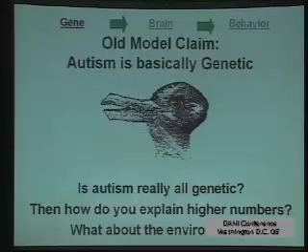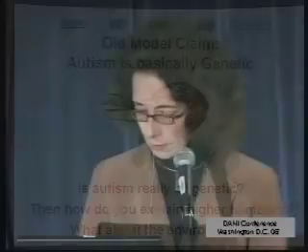So now I'm going to review the claims that I just went through in a little bit more detail. The old model claim is that autism is basically genetic. Well, is it really all genetic? And if it is, then how do you explain the higher numbers? And what about the environment?